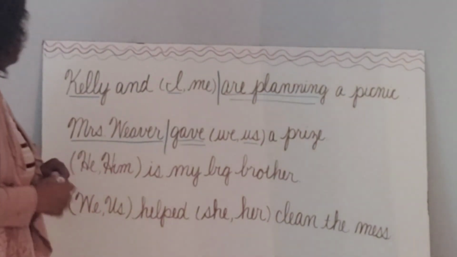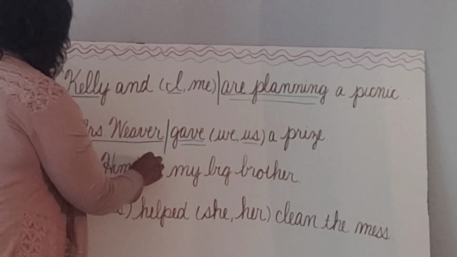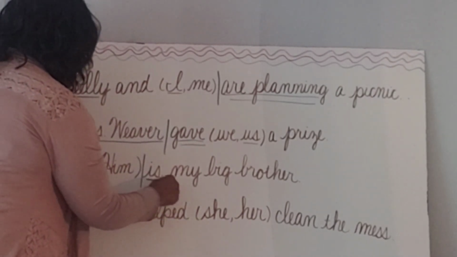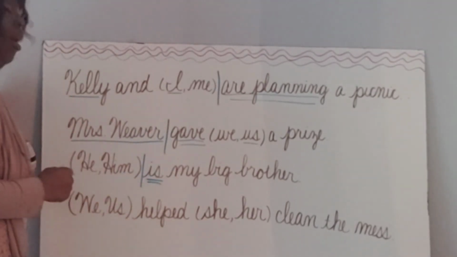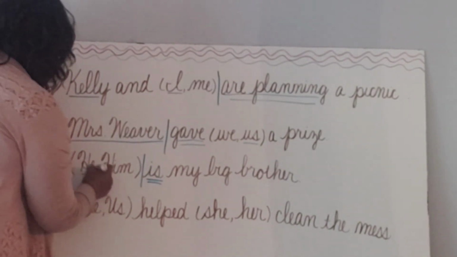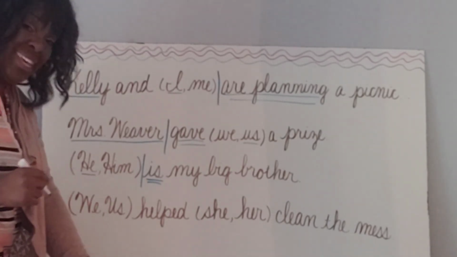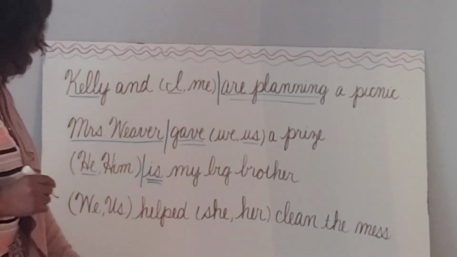He or him is my big brother. Where's our subject predicate divide? We know is a verb. That's our verb. Who or what is? Him is? No. He is. Very good. So he is subjective. I, you, he, she, it, we, they. Okay.